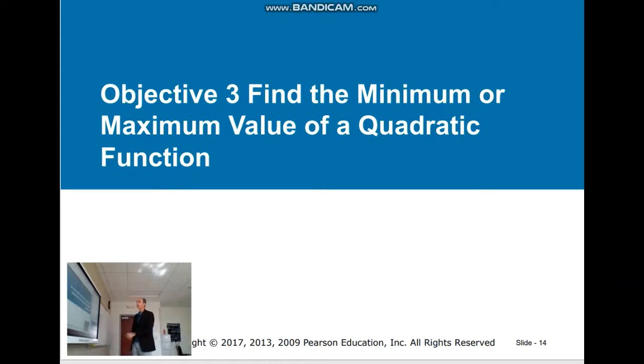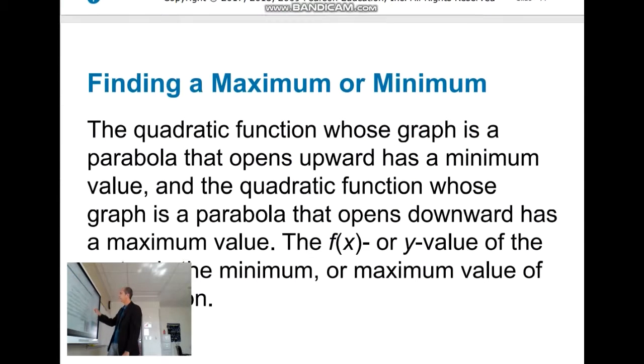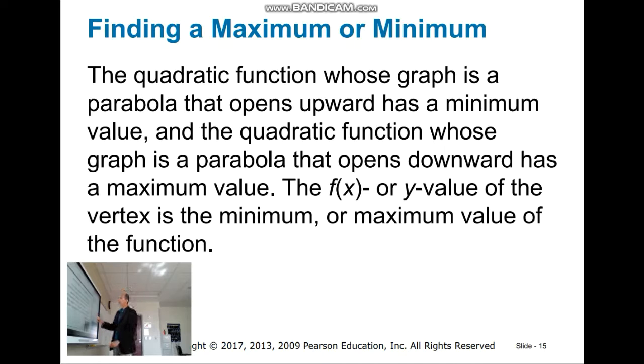Going to the next objective, which is to find the minimum or maximum value of a quadratic function. The quadratic function whose graph is a parabola that opens upwards has a minimum value, and the quadratic function whose graph is a parabola that opens downwards has a maximum value. The y value of the vertex is the minimum or maximum depending on the kind of parabola.